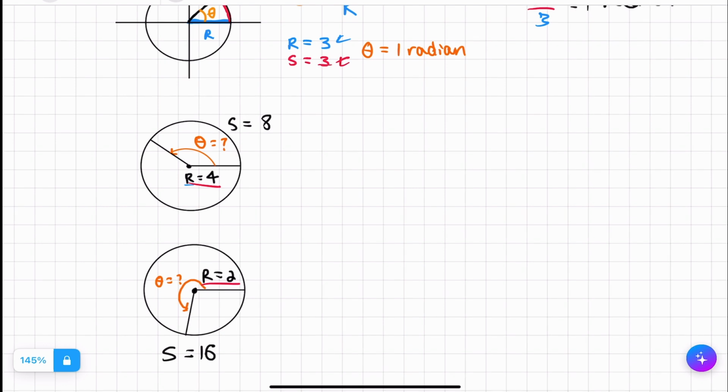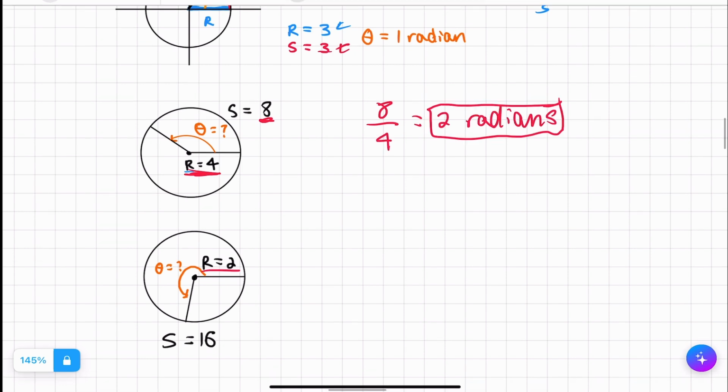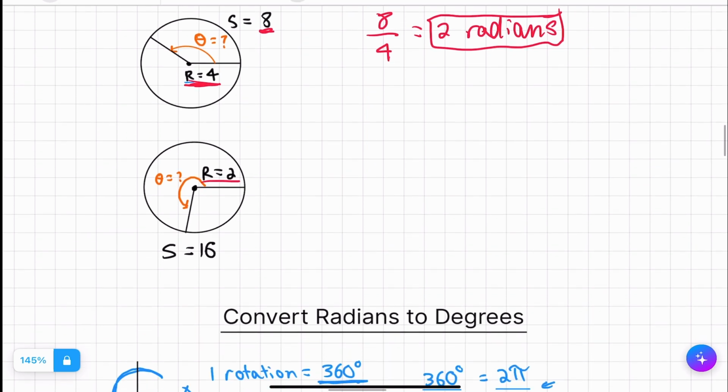Now let's say we have a radius of 4 and an arc length of 8. How many radians would that be? We take the arc length of 8 divided by the radius of 4 to get 2 radians. And finally, let's say we have a radius of 2 and an arc length of 16. What does theta equal? We have 16 as our arc length and a radius of 2, so we have 8 radians.